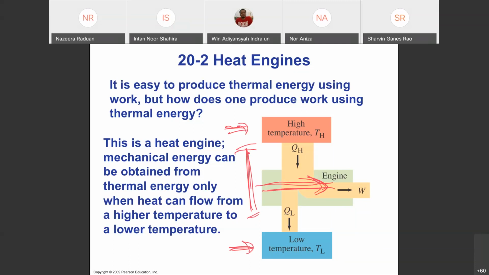It is easy to produce thermal energy using work, of course. For example, if you work out, if you exercise, that means work, you will produce thermal energy. You'll heat up. That is easy. But how can we produce work using thermal energy? We do it in reverse. So there's an engine for that, a heat engine, that works based on the temperature difference.